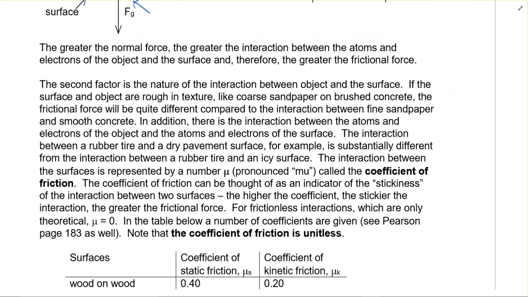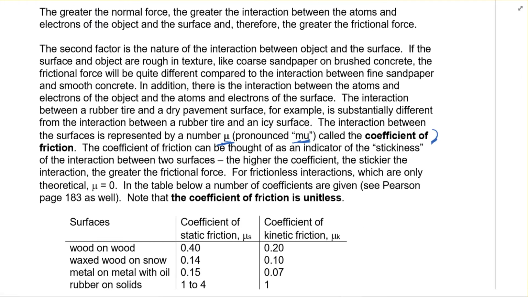The other factor is something called the coefficient of friction. I'm going to lead off with a joke for this one. All right, what do Greek cows say? Mu. You might not get it because this is the symbol we're going to use for coefficient of friction. It's the Greek letter, and it's pronounced mu. It looks like a U, but it's pronounced mu. Maybe that joke makes more sense now.